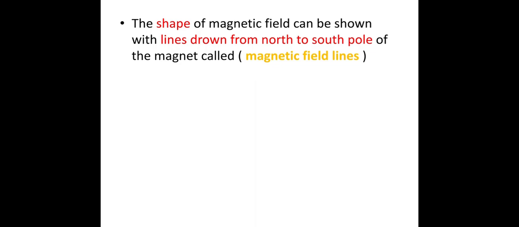So the lines that extend from, or are drawn from, the north pole to the south pole and show the magnetic field are called magnetic field lines.